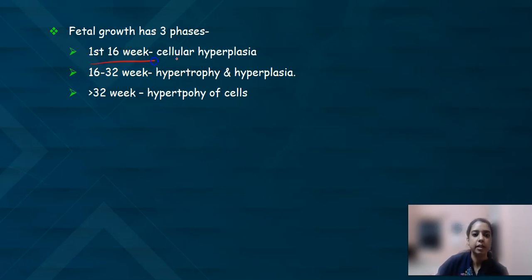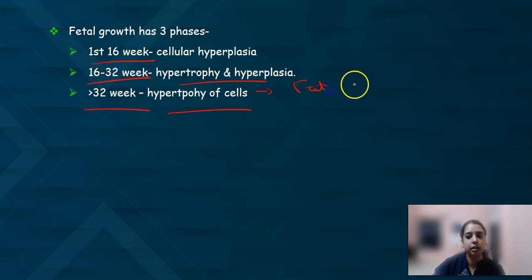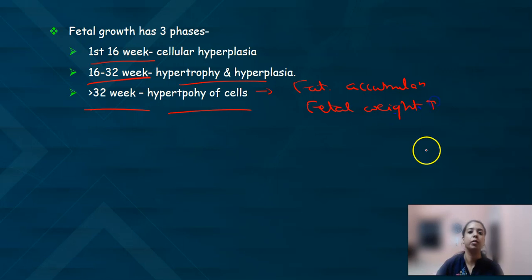The first 16 weeks is the time of cellular hyperplasia, when the number of cells increases a lot. Then 16 to 32 weeks is the time of hypertrophy and hyperplasia, number increase and size increase. After 32 weeks is only the size increase. It is the time when maximum fat accumulation and maximum fetal weight gain occur. So these 3 steps are involved in fetal growth.